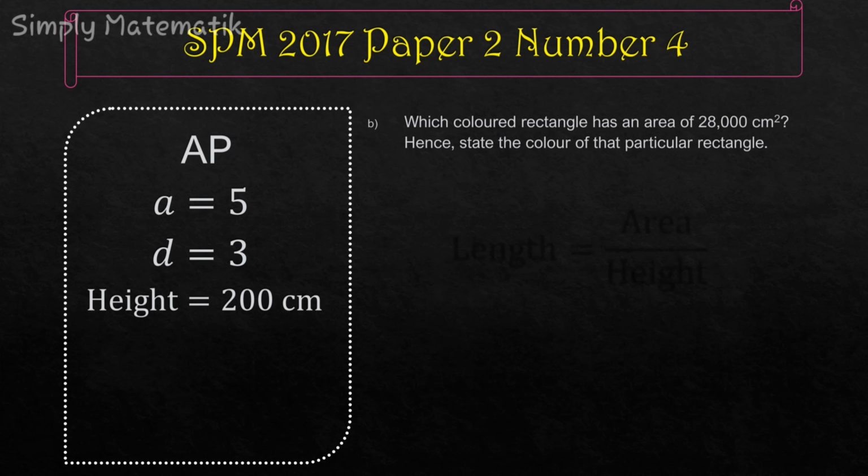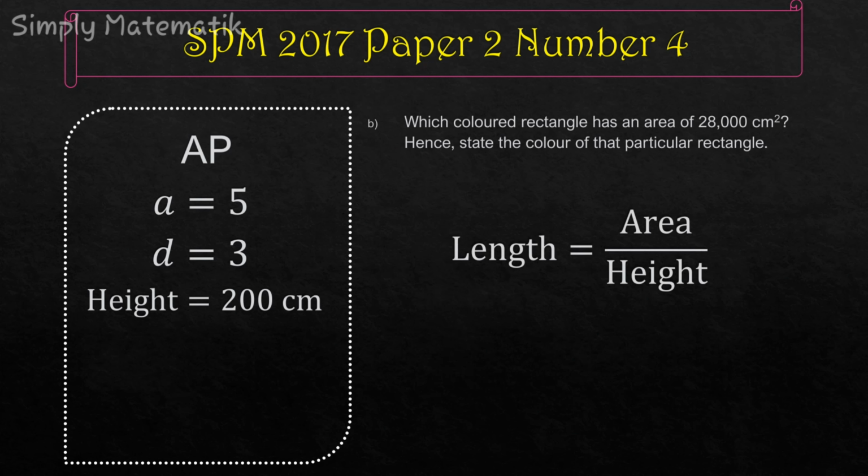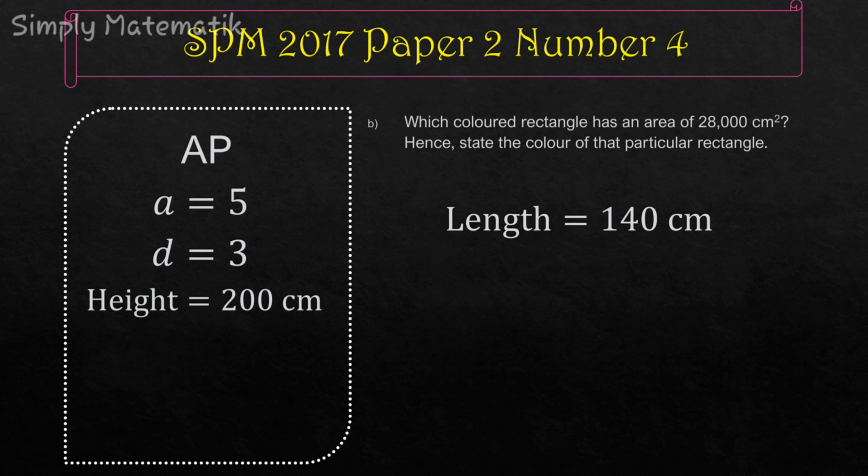Next, we have to find which colored rectangle has an area of 28,000 centimeters square. To do this, we have two methods to solve. The first method, we find the formula for the length, which is area over height. This is the formula for a rectangle. So when area is 28,000 and the height is 200, the length should be 140.